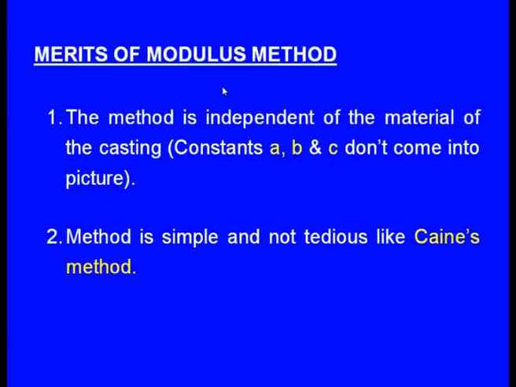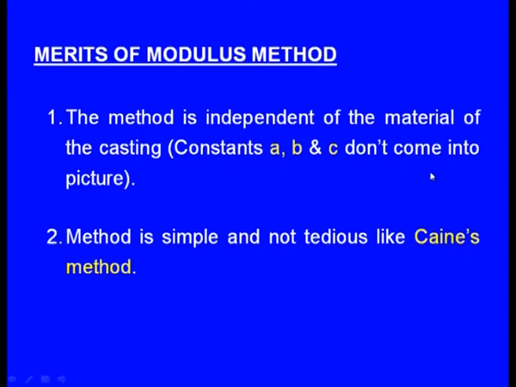The method is independent of the material of the casting, whereas in the case of the Keynes method, for each material there were different constants A, B, C. So, for each material the values of these constants were different. So, there was a lot of calculation, right. Whereas in the case of the modulus method, these constants A, B, C do not come into picture. So, that is the merit of the modulus method.